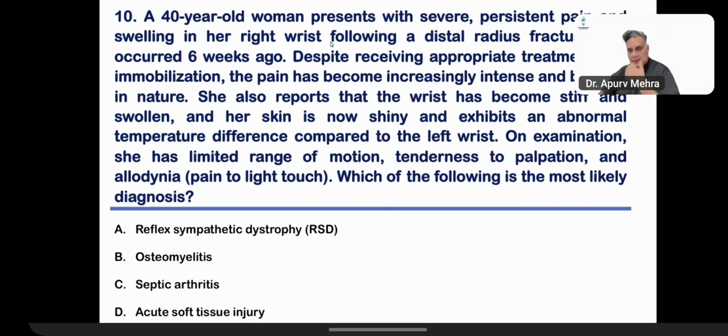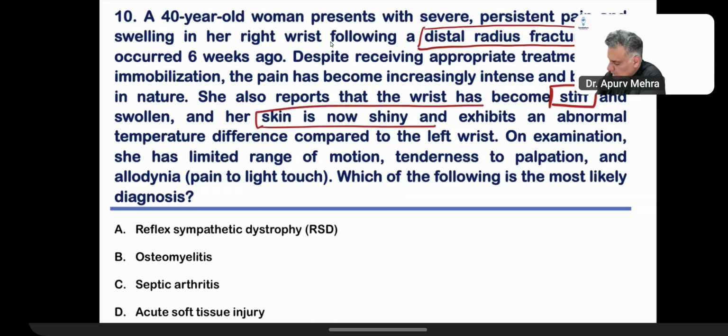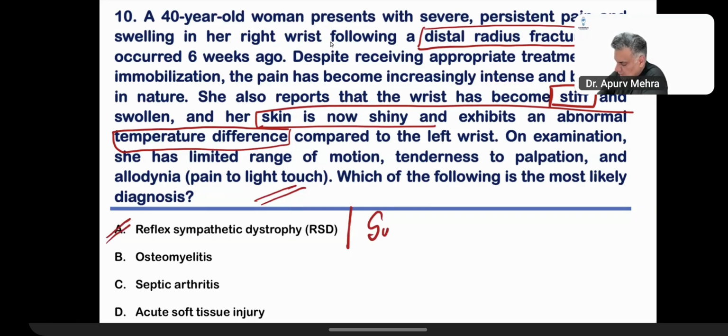Good. So, distal radius fracture. Stiffness. Skin is now shiny and hot. Pain on touch. Reflex sympathetic dystrophy or Sudeck's dystrophy.